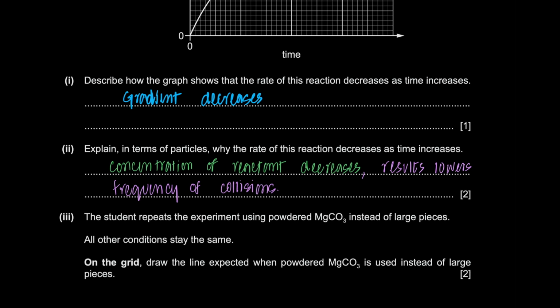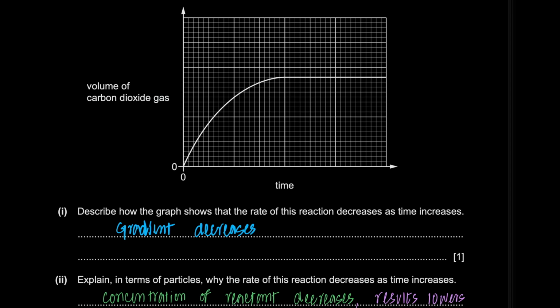All right, on the grid, draw the line expected when powdered magnesium carbonate is used. Powdered, so that surface area is higher, so it'll be a faster rate of reaction. So they're not changing anything else. So what will this look like? All right, it'll start off fast, but it'll end at the same peak. Like that. Just carry that forward, whatever. Right? I think that's the important part to show. All right, let's move on.